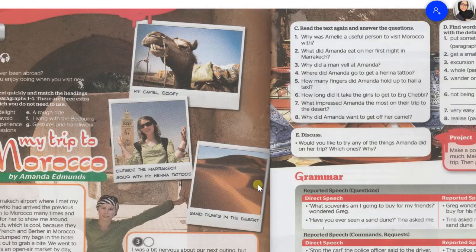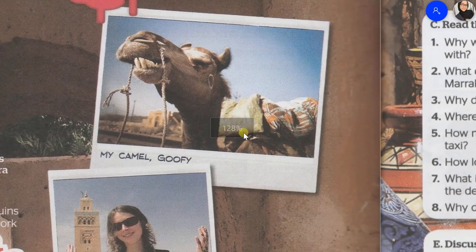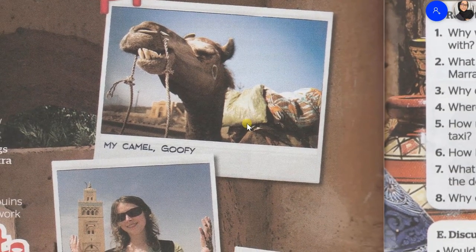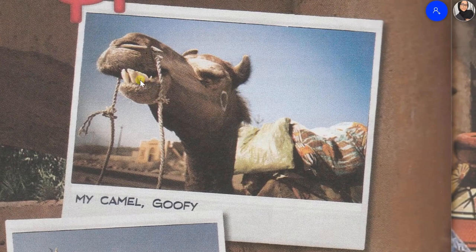Okay, before we begin, let's look at the pictures there. Right, let's look at the first picture. That is a picture of a camel with its teeth sticking out, and the caption is "My camel Goofy." So the person who took this picture named this camel Goofy.